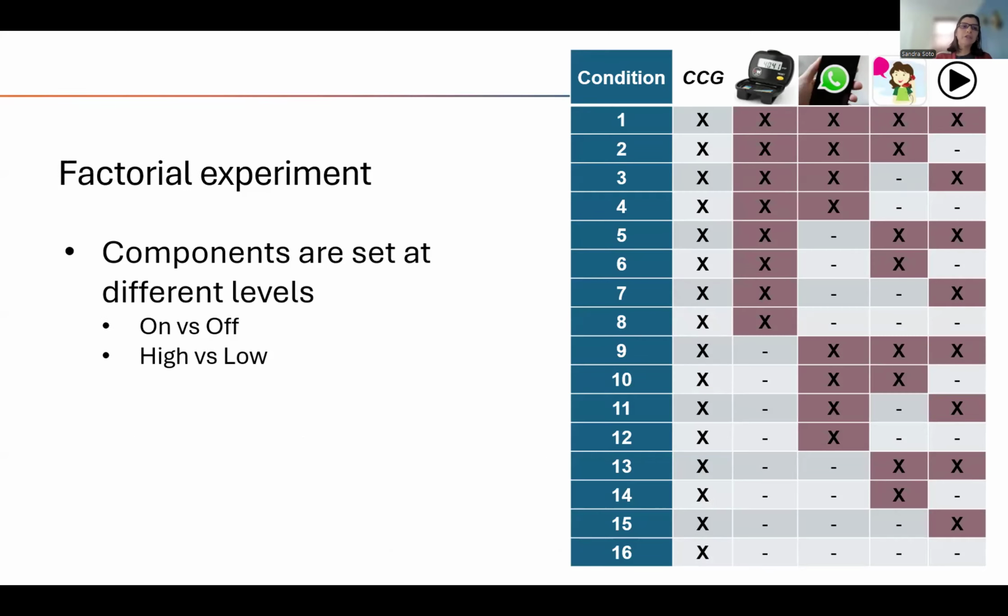So in a factorial experiment, we are setting the components at different levels. And typically there's 2 levels. So you would either set a level on, which I'm displaying here with an X, or off, which I'm displaying with a little dash. Or you could see a component could be set to high versus low. So maybe we could think about an example where you would have the promotora be high versus low. So high contact, maybe 10 calls versus 5 calls, right? So you would be testing different levels.